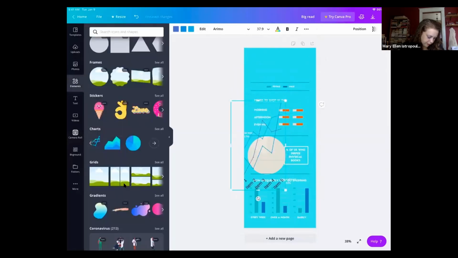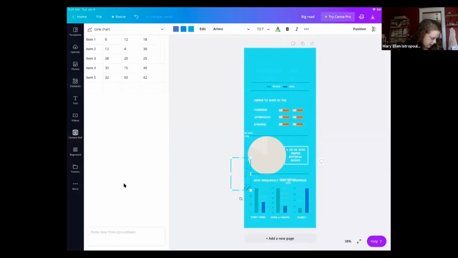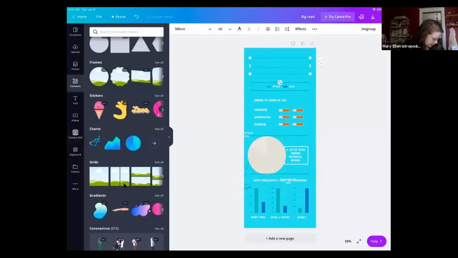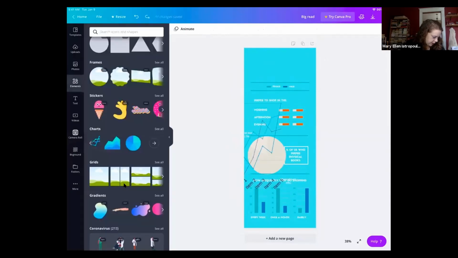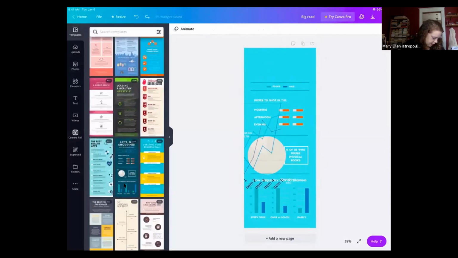Yeah, I put it in the wrong place, so now I have to delete it in order to get it out of there. All right. Nope, not all right. Get me out of this template.